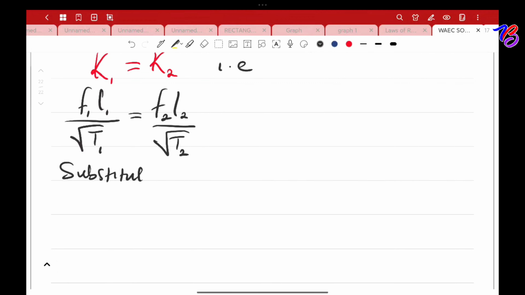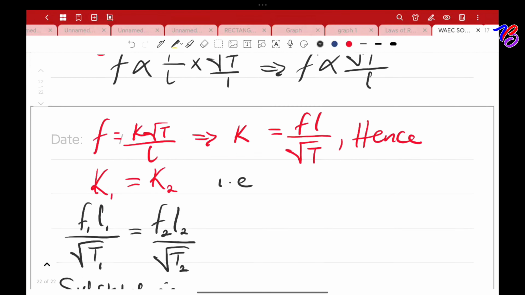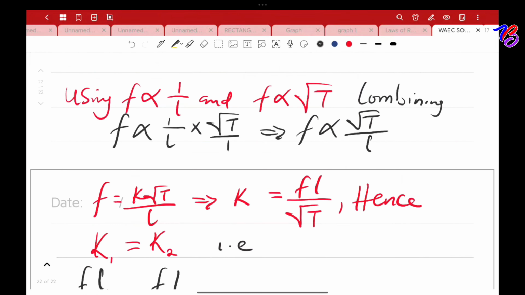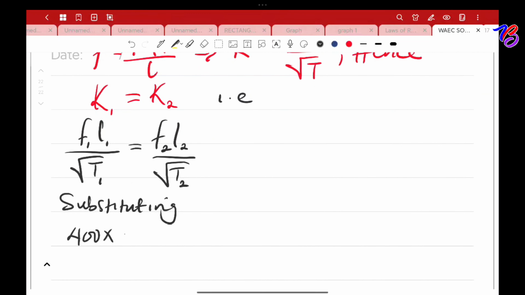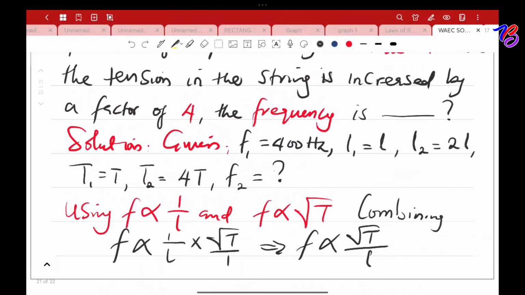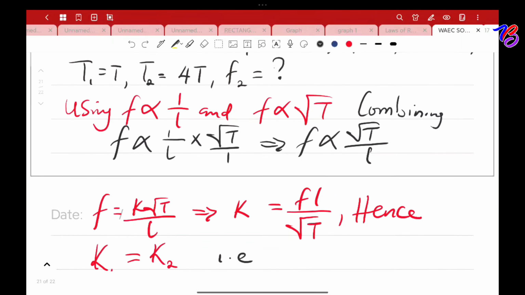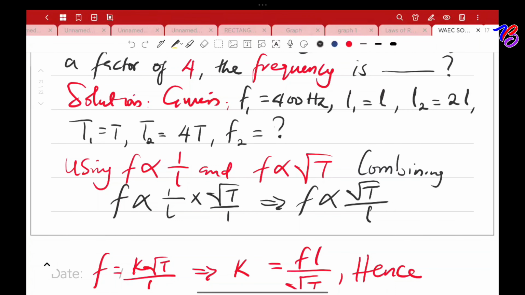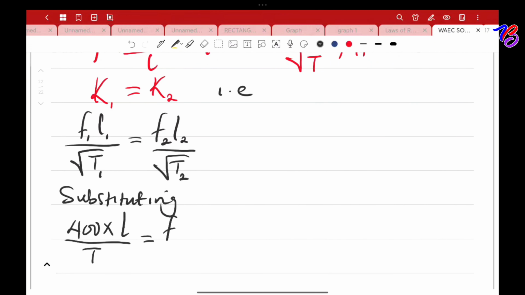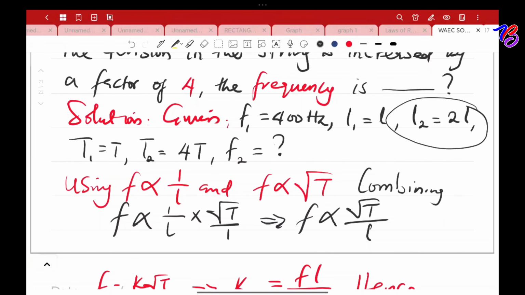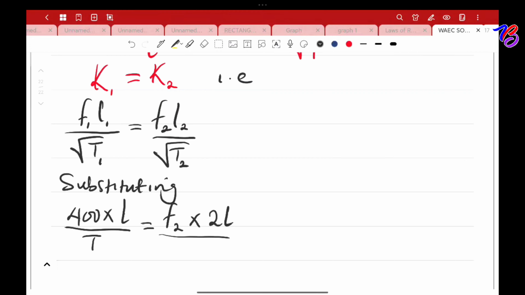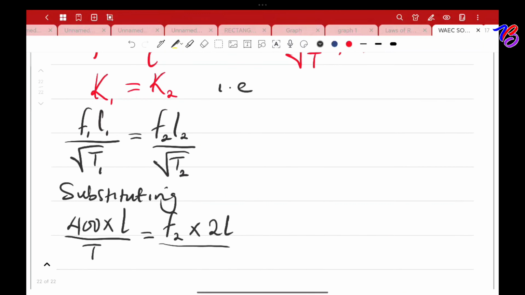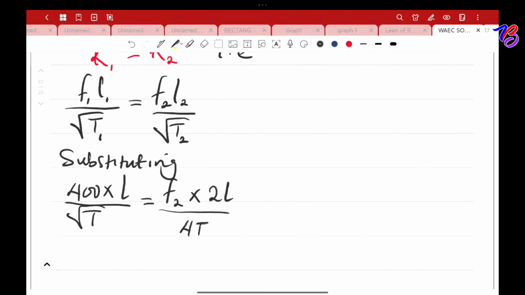Now substituting, our F1 is given to us to be what? Let's look for it. Our F1 is 400 Hertz. So let's write that 400 multiplied by L1, which is L. Can you see it? Multiplied by L, all divided by the square root of T1, which is T. So the square root of T. That's what we're going to write. Then F2 is unknown, so write that as F2, multiplied by our L2, which is 2L, all divided by what is our T2? 4T. So we're going to substitute 4T for T2, so square root of 4T. Is that clear?